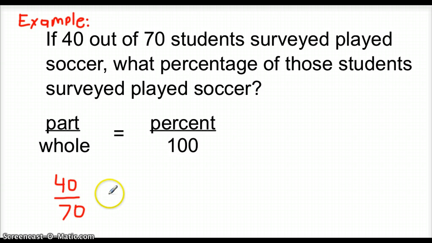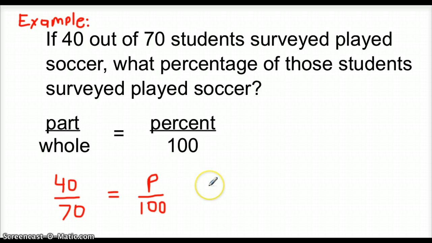So 40 is to 70 is the part to the whole. Percent is what we're looking for, so we can just use the variable p, or we could use x or y or anything we wanted. I'll just use p since we're looking for percent, and then that's going to be over 100. So now this is setting it up as a percent proportion problem, and now we need to make sure that the cross products are equal, so we just go ahead and do that.